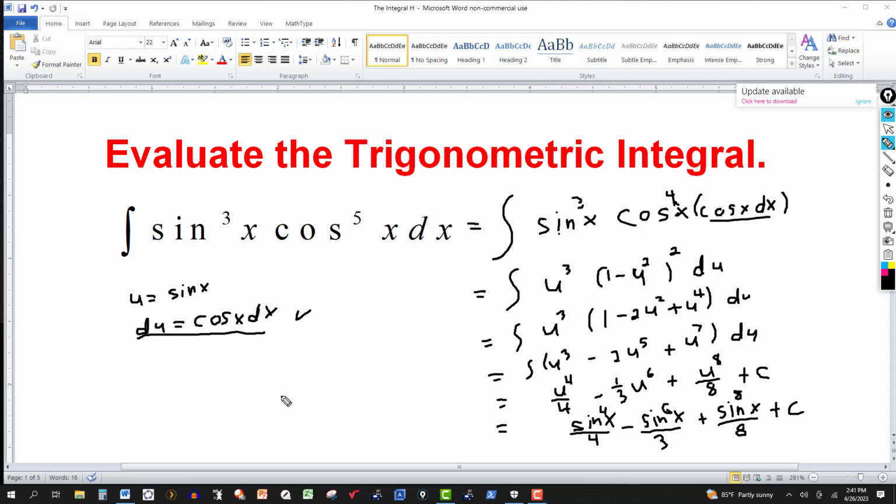So we have sine to the 4th of x over 4 minus sine to the 6th power of x over 3 plus sine to the 8th power of x over 8 plus c.